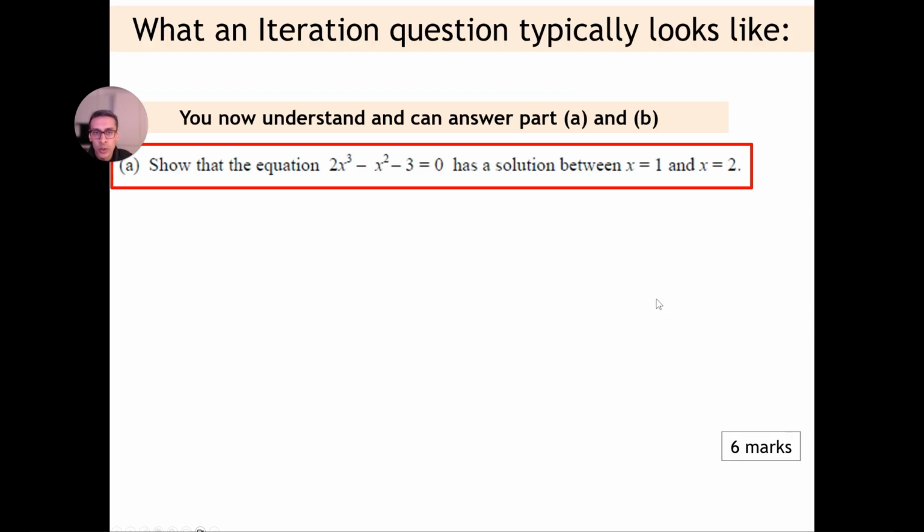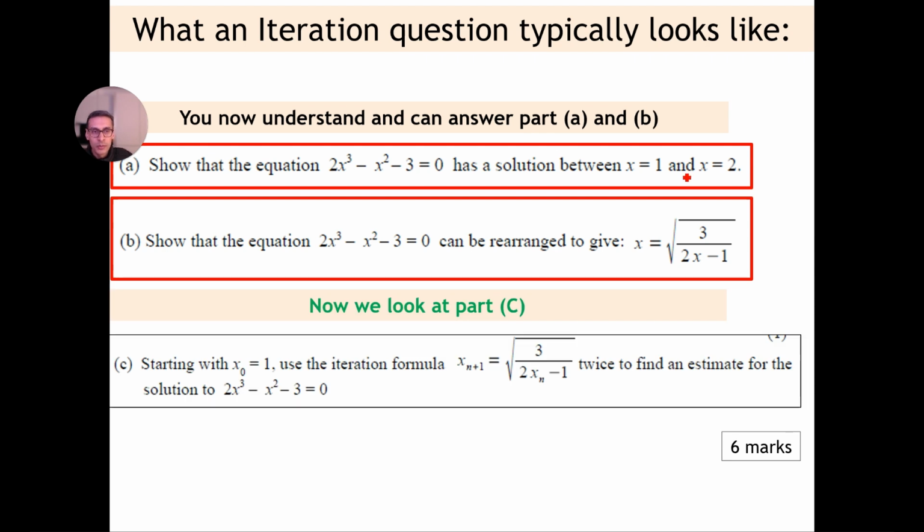So back to the example question that we've used. This is what a typical question looks like. We know how to do part A. We know how to do part B. Now part C, it says starting with x naught, and that 0 is a subscript, is equal to 1. Use the iterative formula, and then it gives you a formula to use, and it tells you how many times to use it. Sometimes it doesn't tell you how many times, but we'll look at that later. To find an estimate for the solution to the equation that you would have been given in part A.